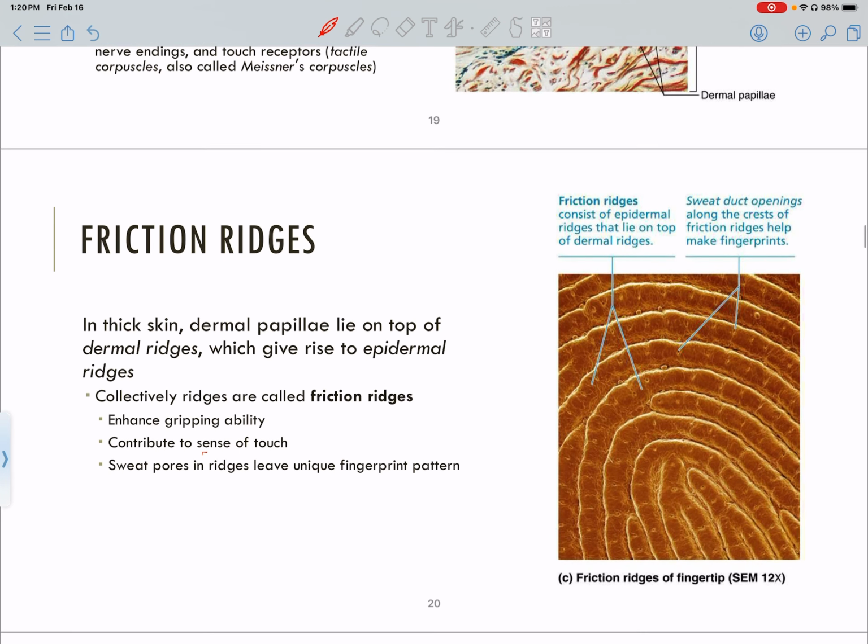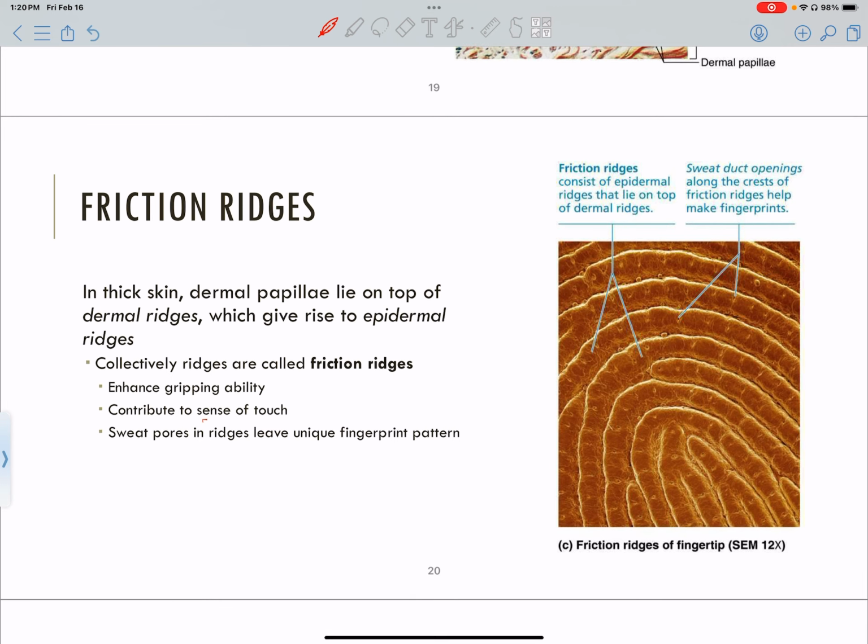So the dermal papillae that make up the dermal layer, they lie on top of what are called dermal ridges. And on top of these dermal ridges, we're going to get ridges in our epidermis. So they give rise to what are called epidermal ridges. We take these two ridges, the ones formed in our dermal layer, so our dermal ridges, and the ones that form as a result of the dermal ridges are epidermal ridges, and we collectively call these friction ridges. You probably know these more commonly as your fingerprint.